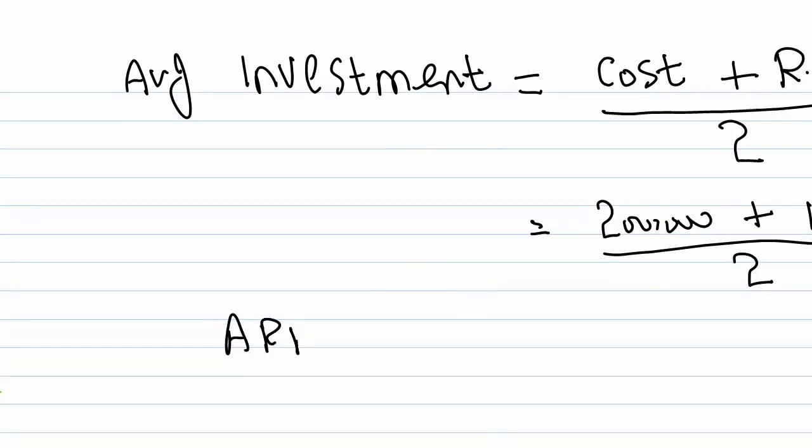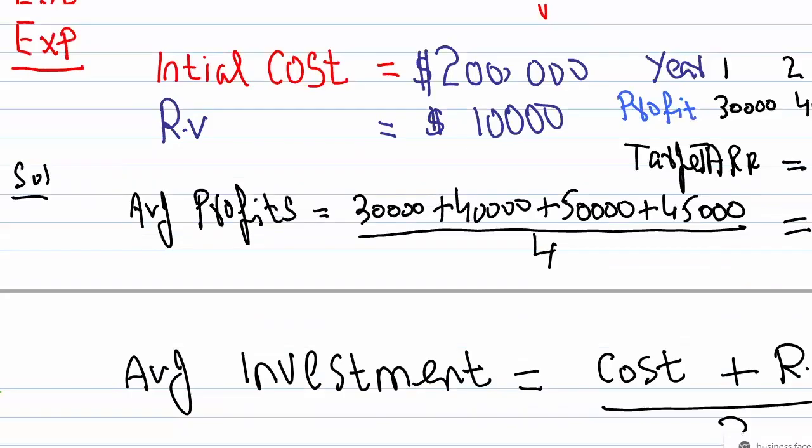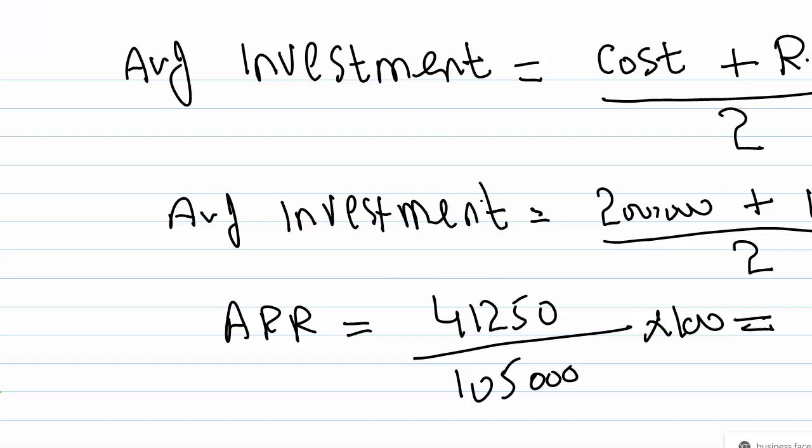So the accounting rate of return will be 41,250 average profit divided by average investment. So what will be the answer? Average profit divided by average investment. Average investment is initial cost plus residual value divided by 2. Residual value is also known as scrap value. So what is the answer? 41,250 divided by 1,05,000 into 100.